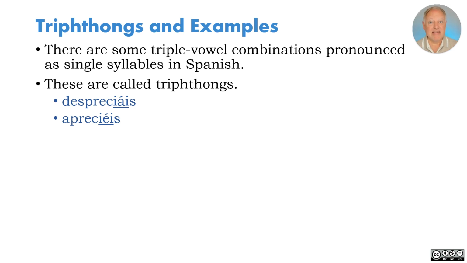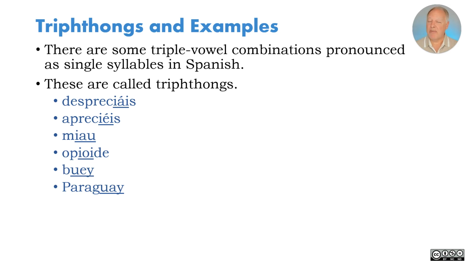Despreciáis. Apreciéis, also a verb form. Miau. Miau, which is the sound the cat makes. Opioide. Opioide. So we have i-o-i, opioide, in a single syllable. Three syllables in the word, but the pioi in opioide is a single syllable with three vowel sounds. Triphthong. Buey, which means ox or oxen. Paraguay. The name for that country has a triphthong right at the end. Paraguay.